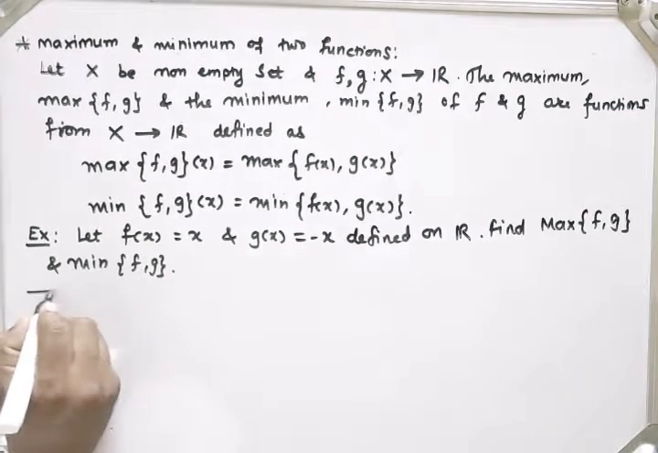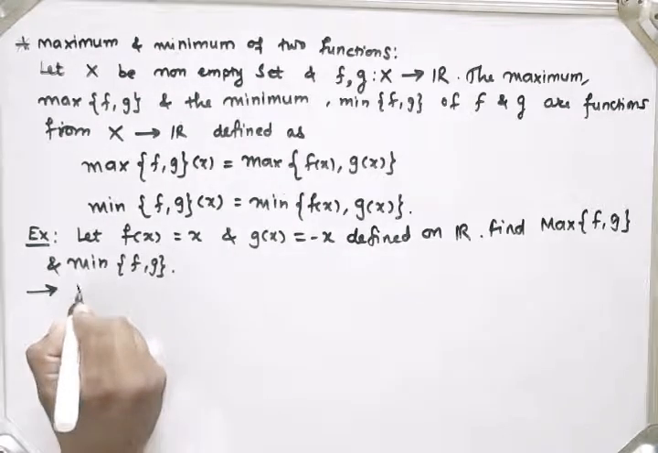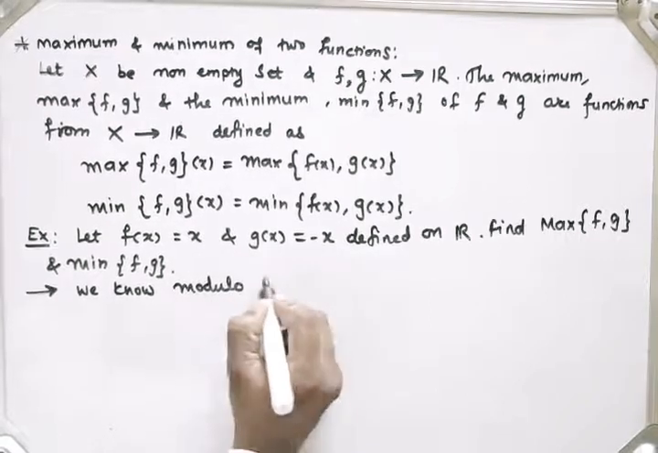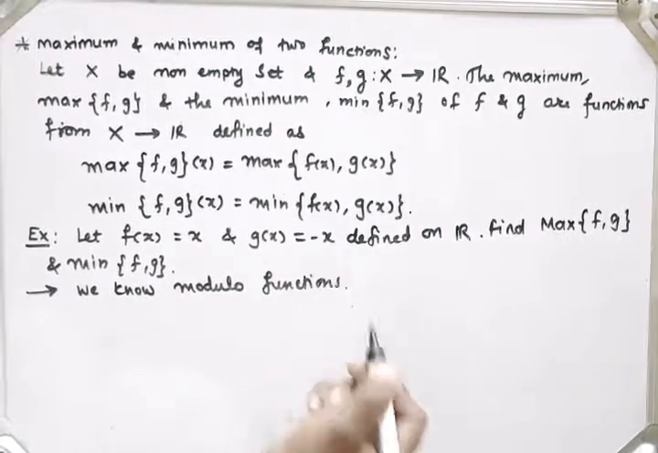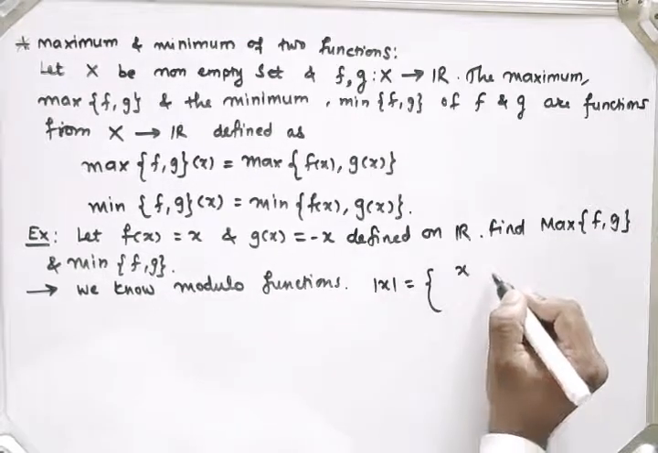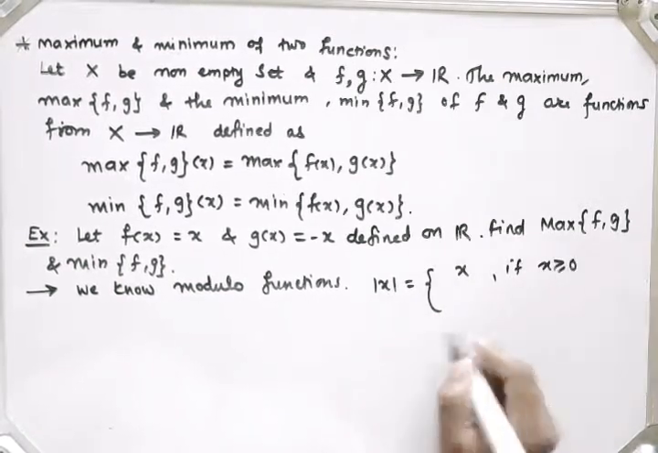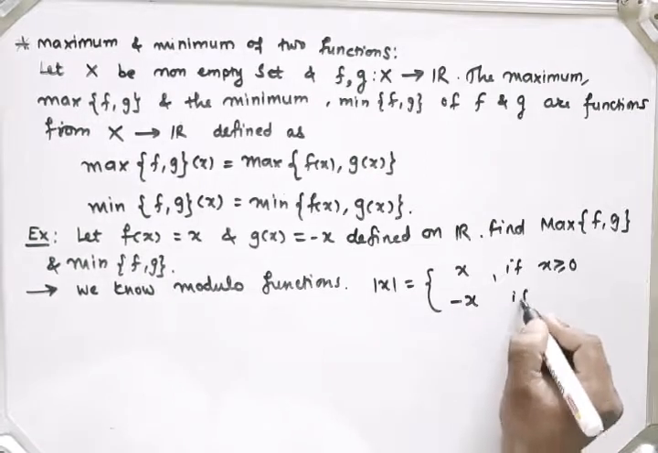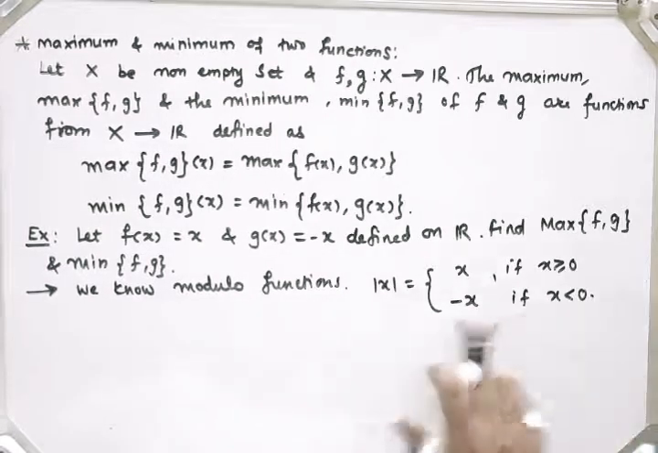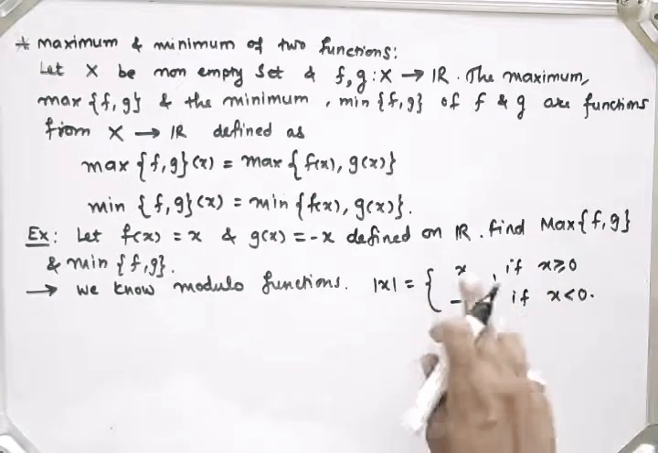So solution. First we recall what the modulus function is. So mod X is equal to X if X is greater than or equal to 0, and minus X if X is strictly less than 0. Means if X is negative, then mod X has value minus X, and if X is greater than or equal to 0, mod X has value X.